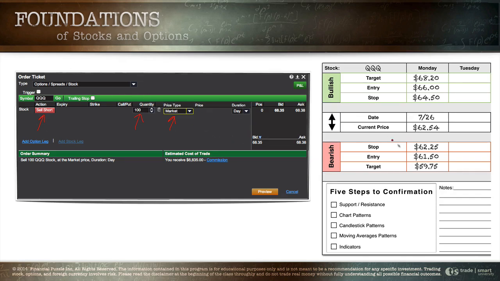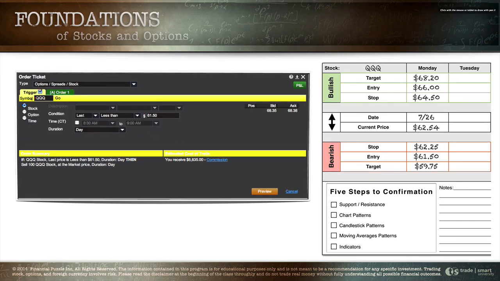Now, to set this up with the entry trigger, we're going to click on the button that says trigger. And when we do that, it brings up a different tab. And you notice this is kind of like laid out like folders, different tabs here. Okay, so the trigger says if, and here's your condition, the last price of QQQ is less than, not more than, but less than 61.50, then we're gonna trigger our trade.